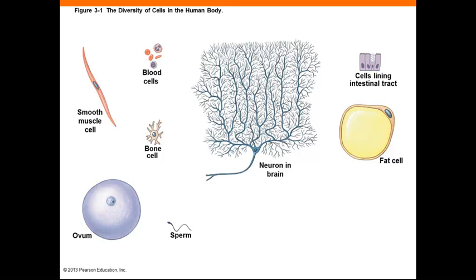You can see there's certainly a difference in the structure of, say, a sperm cell compared to that of a neuron, or one of the cells that make up your brain. Just based on their structures, you can see why they have different functions. The same goes for a fat cell, a bone cell, or blood cells. All of these cells have different structures because they have different functions in the body.